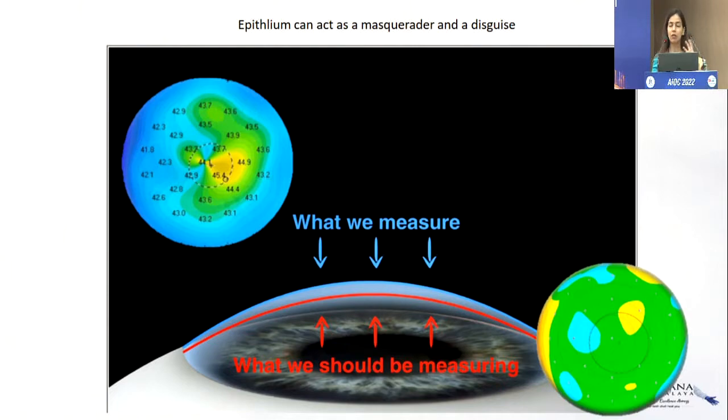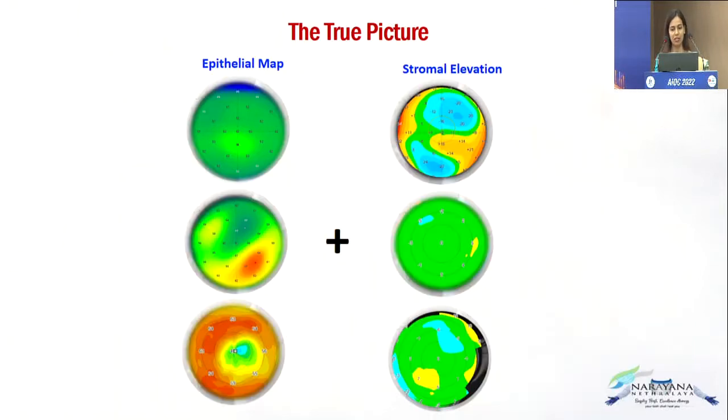On the right side, that map, that irregularity, is from the surface of the cornea, and that is what we normally measure. Whereas if we remove the epithelium, that is the map on the left, and that shows the stromal change. That is what we ideally should be measuring if we are trying to look at a weakness in the cornea, whether it be an ectasia or fitness for a refractive surgery, because that's where many of these devices are used. So the true picture very often comes from separating out these structures.